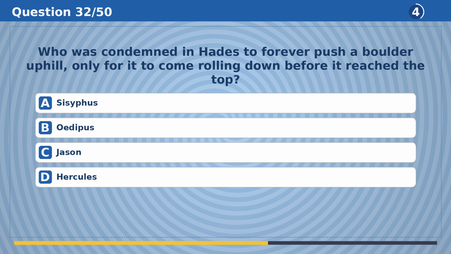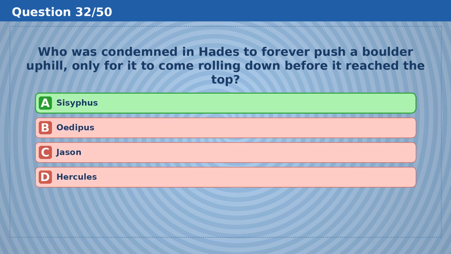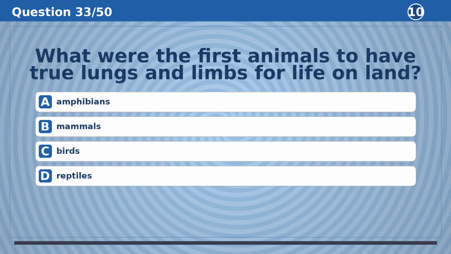Who is condemned in Hades to forever push a boulder uphill, only for it to come rolling down before it reached the top? The answer is A, Sisyphus.